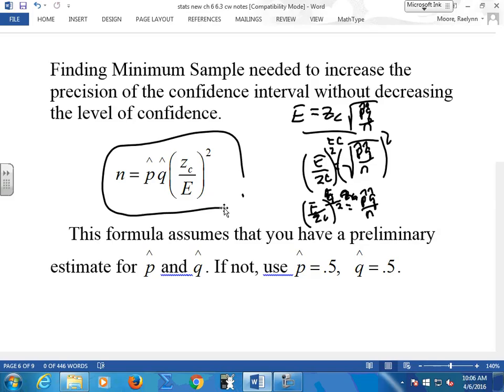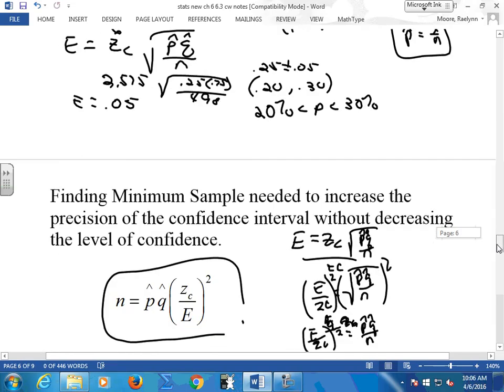Obviously, though, if you know previous information, you're going to be a little bit tighter in your sample. So your sample size should go down a little bit. This will give you a maximum sample size that you should use, in case you don't know any preliminaries. And a lot of times you don't know any preliminaries.